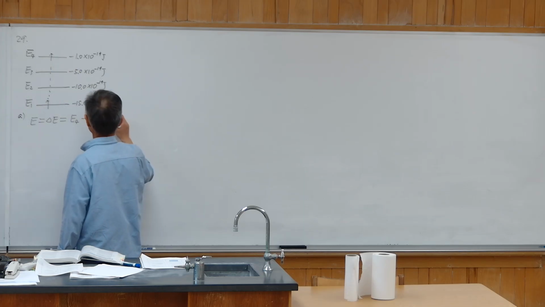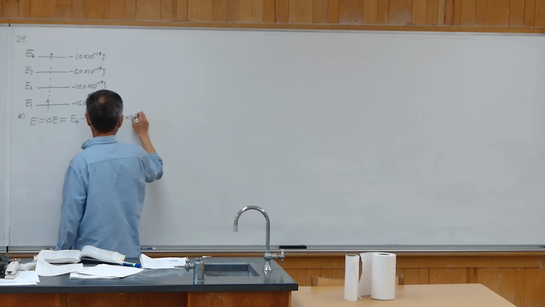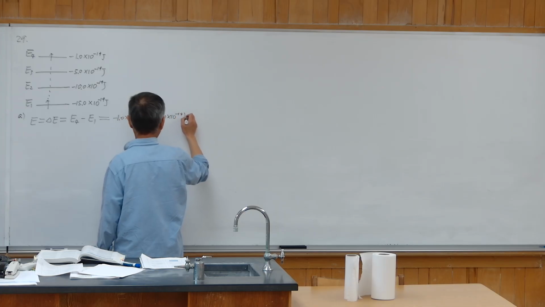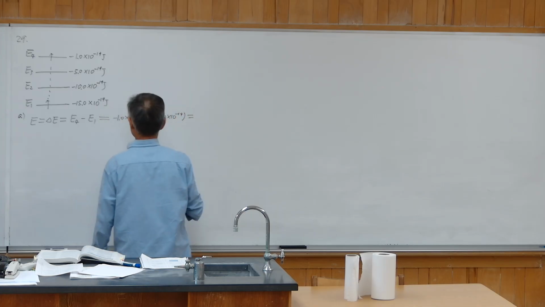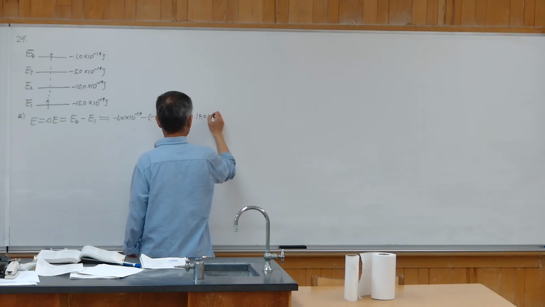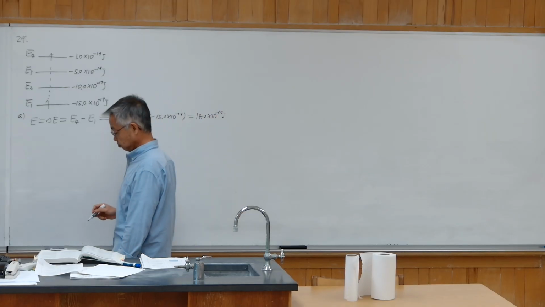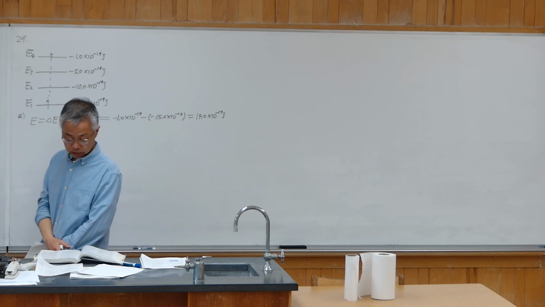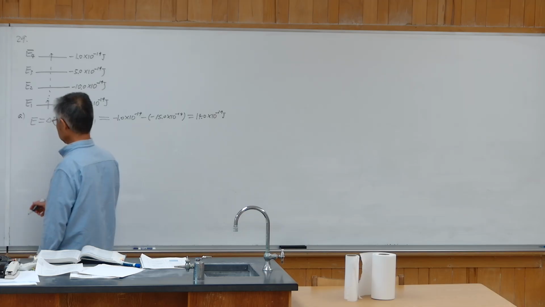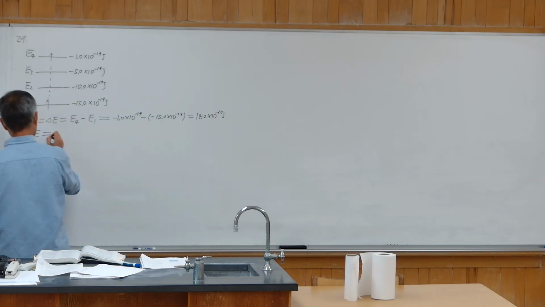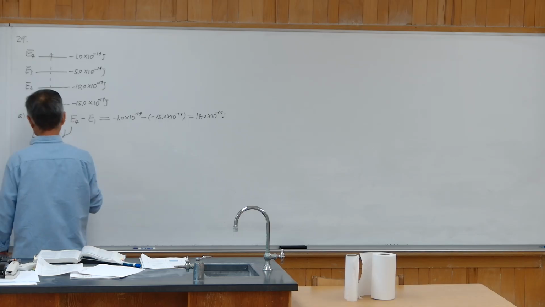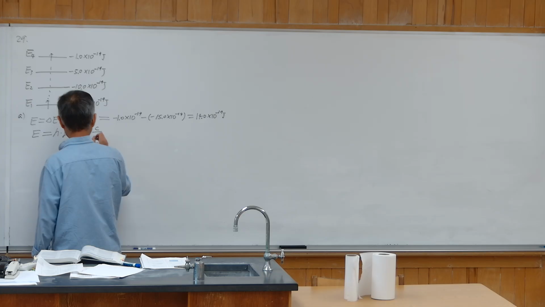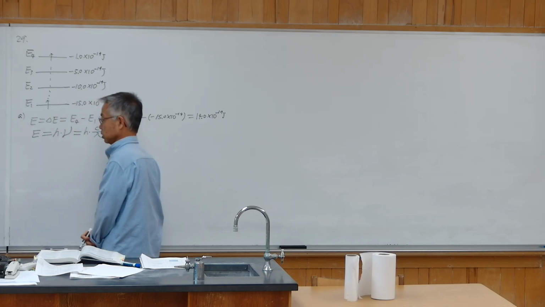So E4 is -1 times 10 to the -19th power. And E1 is -15 times 10 to the -19th power joule. So the difference is 14 times 10 to the -19th power joule. So this is the energy needed for the photon. And here also is the wavelength of the photon. So wavelength is linked with frequency, linked with energy directly, and frequency is linked with wavelength. Similar to question 7, right?